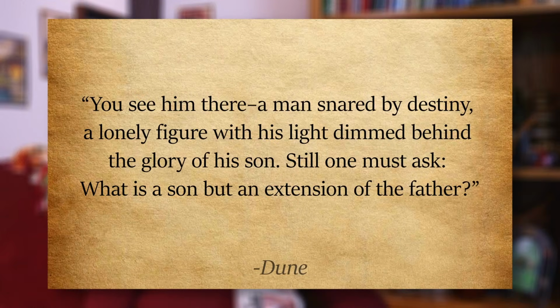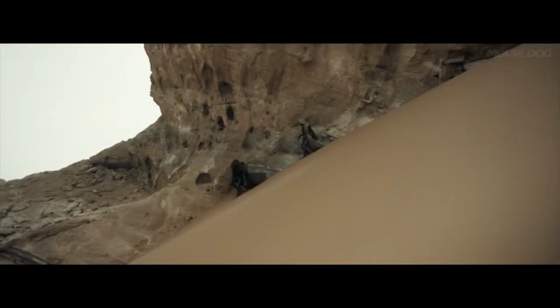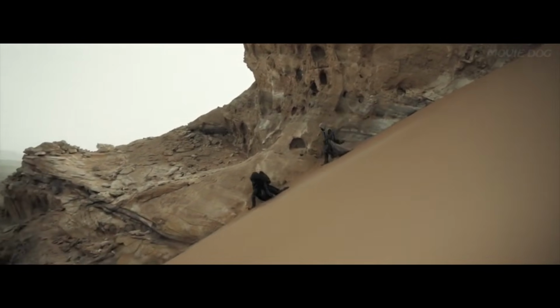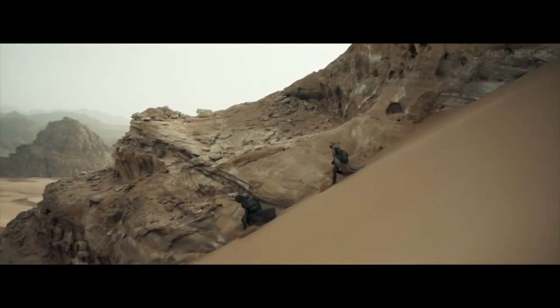You see him there, a man snared by destiny, a lonely figure with his light dimmed behind the glory of his son. Still, one must ask, what is a son but an extension of the father? Paul Atreides never stood a chance against fate. Everything from his upbringing to his genetic makeup marked him out for greatness. He couldn't step out of the spotlight, no matter how much he wanted to, and by the time he and his mother find the Fremen in the desert, his feet are set on a path towards destruction.